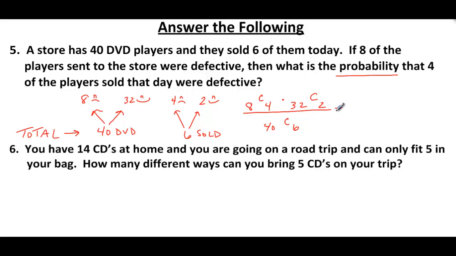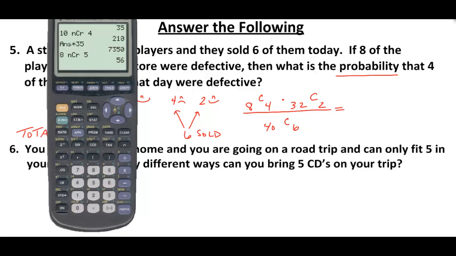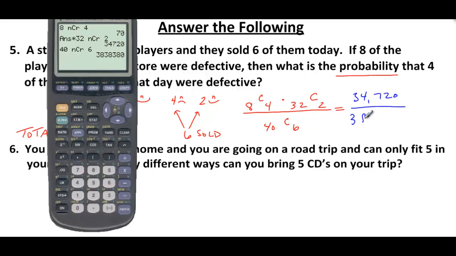So let's look at how you would actually type this in. Okay, so if I clear this out, I have 8 choose 4, times 32 choose 2. Okay, so that gives me that large number. So we have 34,720 in the numerator. I have 40 choose 6 in the denominator. So I have 3,838,380. So there's 3,838,380 different ways to sell 6 DVD players if I only have 40, which is kind of amazing.